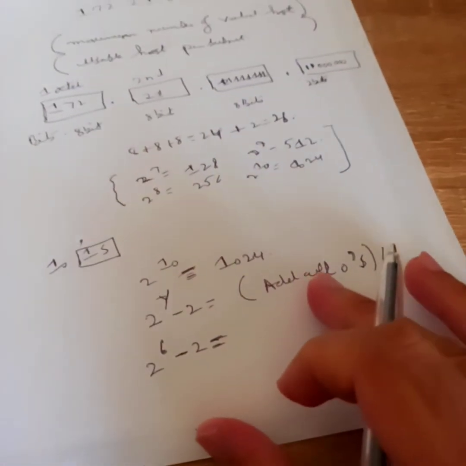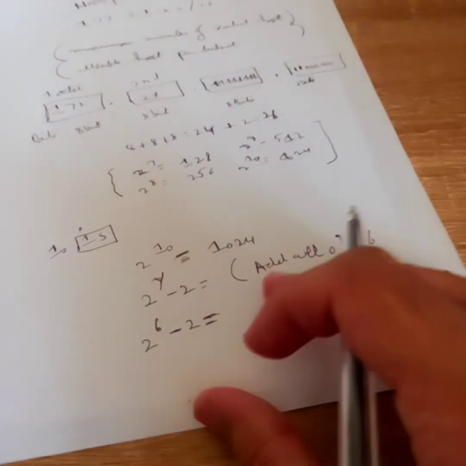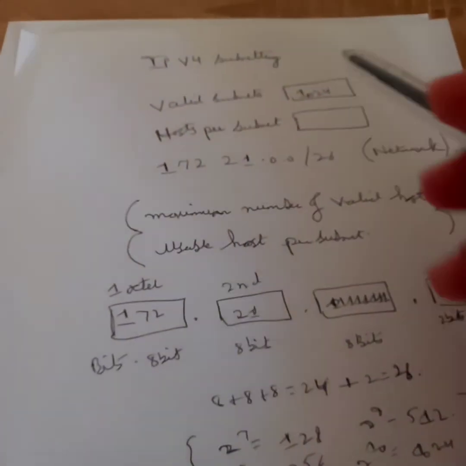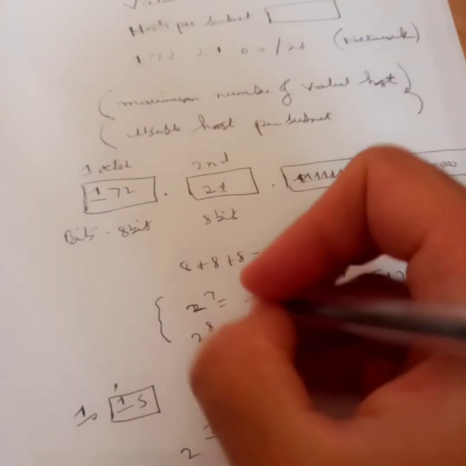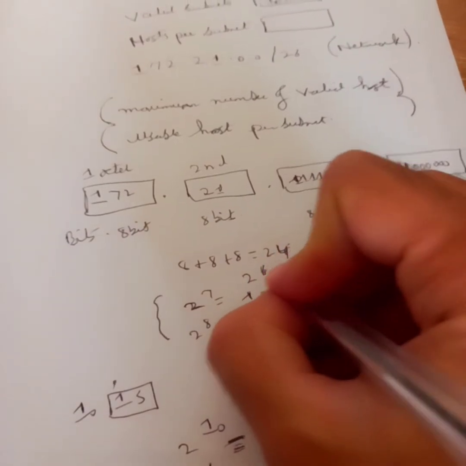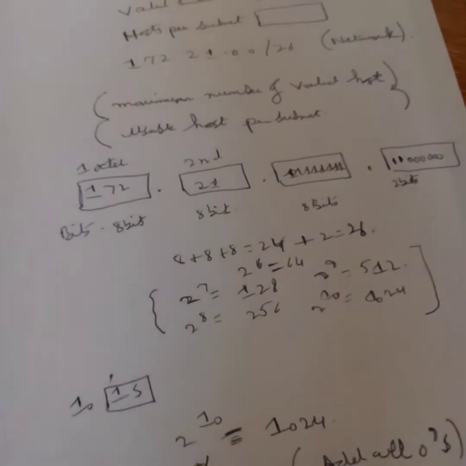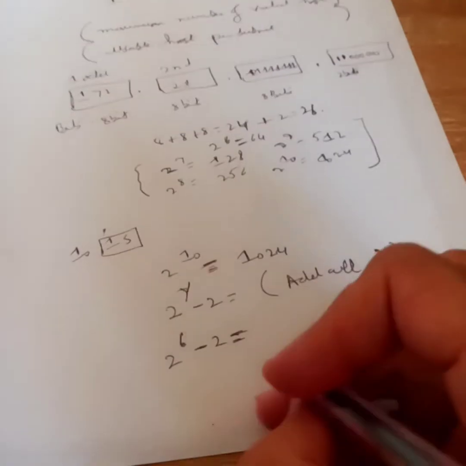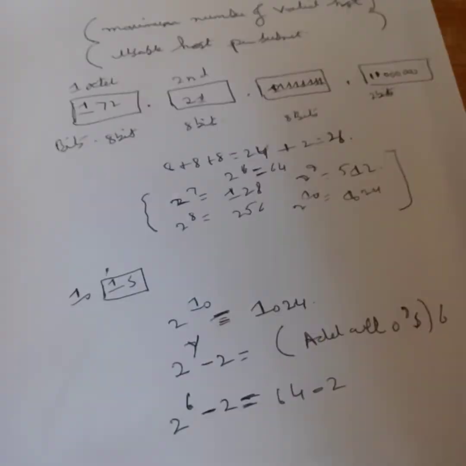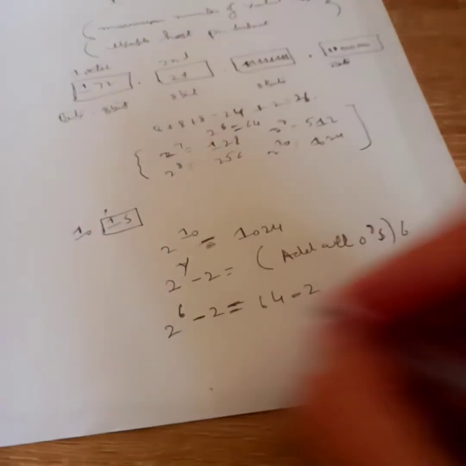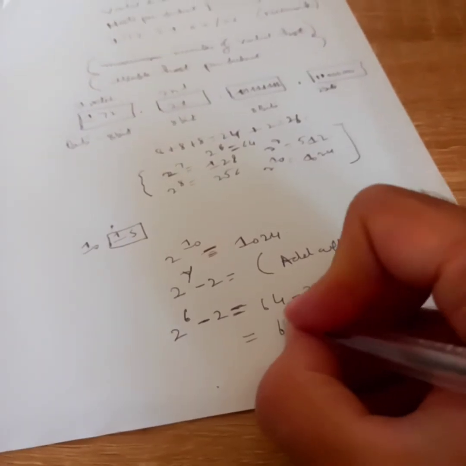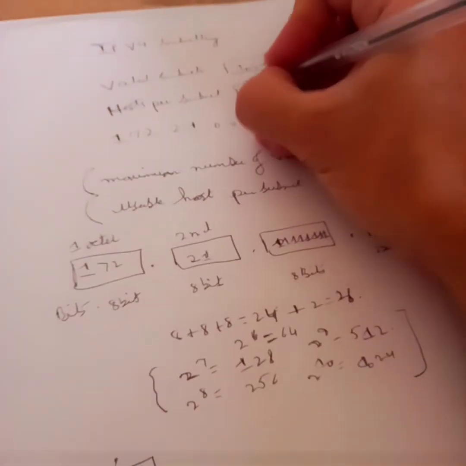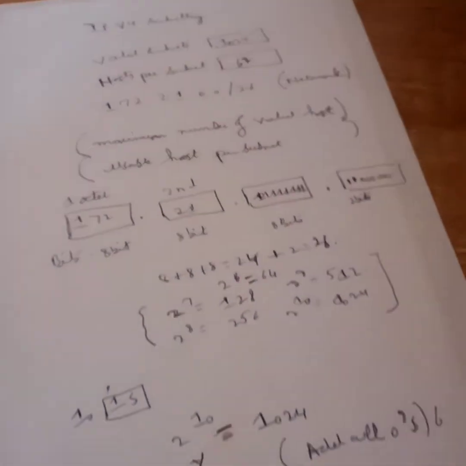So as everyone knows, I think 2 to the power 6 is not done a lot, so I haven't mentioned it here. I will mention it because it's useful here. 2 to the power 6 is always 64. 64 subtract 2. Guess what? What will be the answer? So we have 62. So we have 1024 there. And these are the 62 usable hosts per subnet.